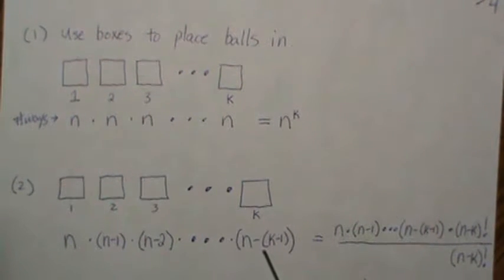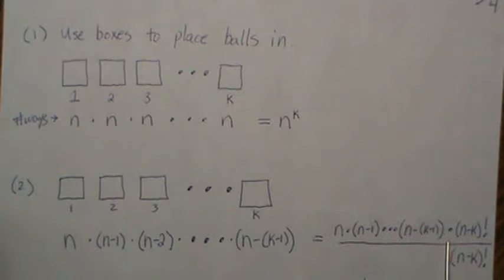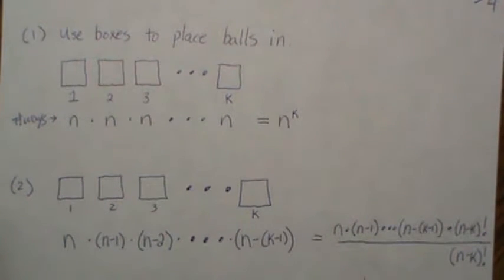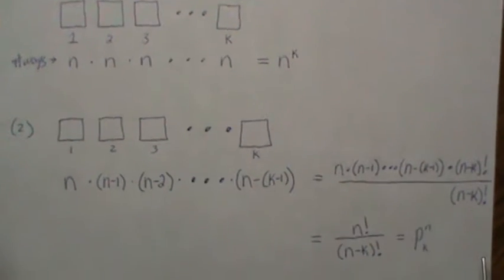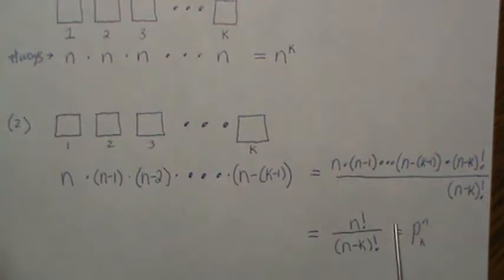But there's a more convenient way to write it. If you take this product and put it in this form, and also multiply it by n minus k factorial, that means going down to 1, then this numerator becomes n factorial. Then of course if you multiply it, you have to divide it, because you're ultimately multiplying the number we want by 1. And then that breaks down to n factorial divided by n minus k factorial. And that's what we often call permutations.